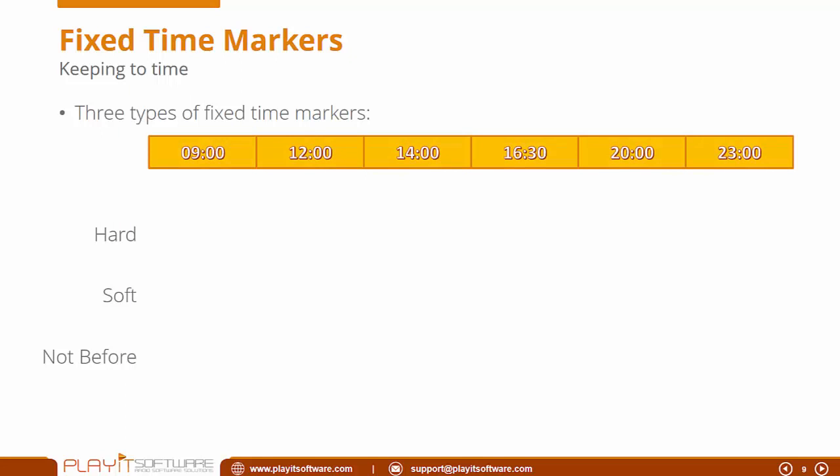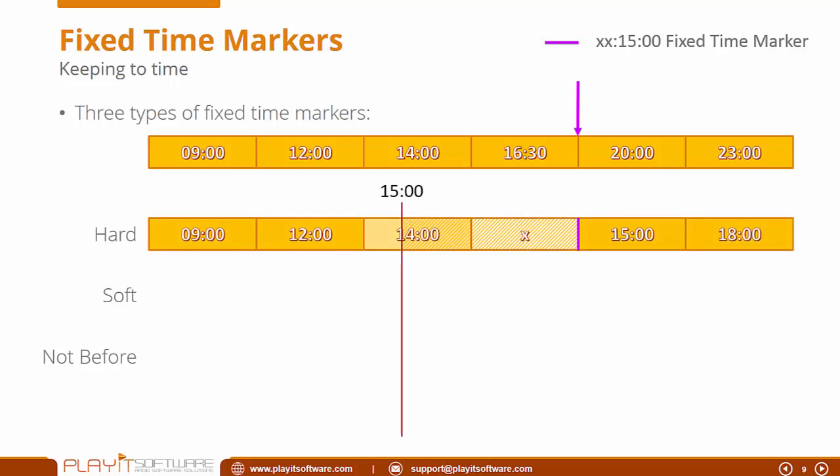If you've got 6 tracks playing between 9 minutes and 23 minutes past your hour, and then you want to insert a fixed time marker before the track that's playing at 20 minutes past. If you were doing this with a hard fixed time marker, what would actually happen at 15 minutes past the hour is that it would drop the rest of the track and not play the following track at all. So at 15 minutes past the hour, track number 5 will play, and track number 4 will not be played at all.